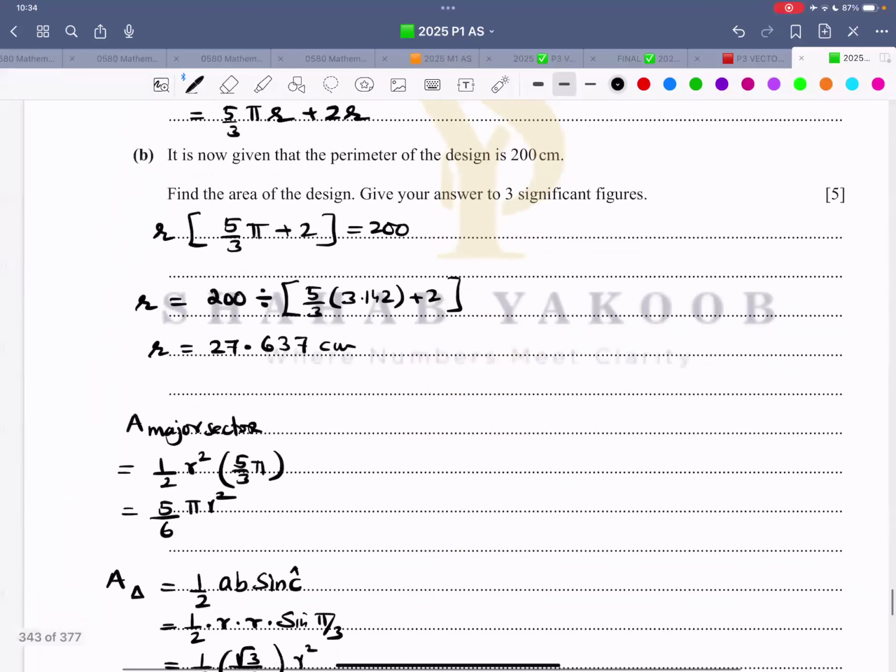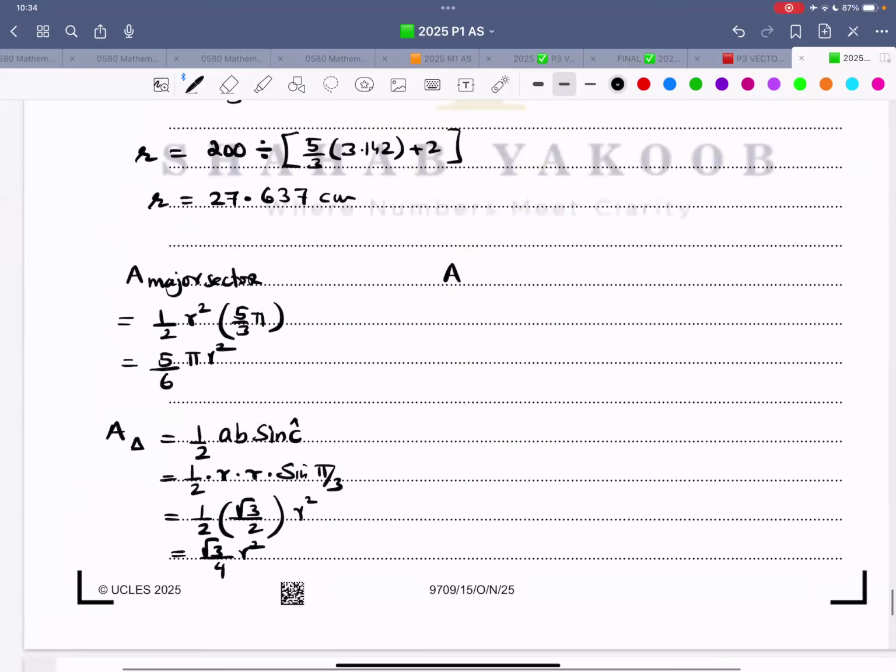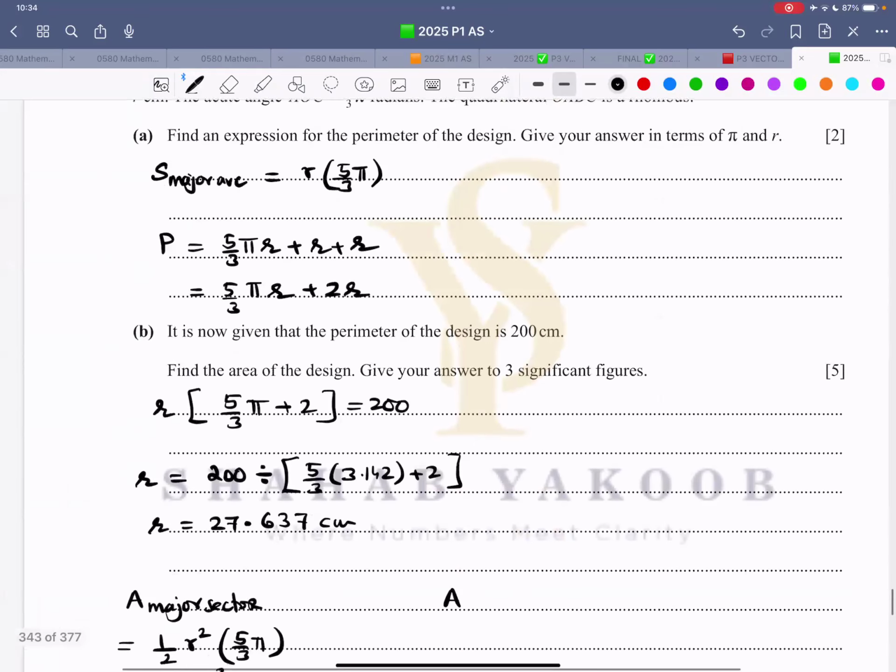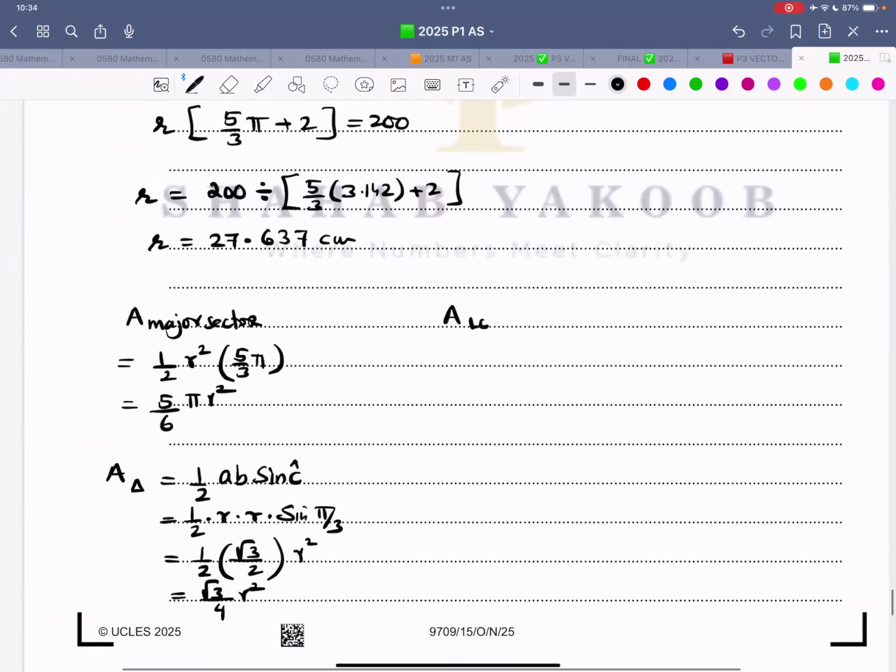So just add all of them. Therefore, the area of this logo design is 5 over 6 pi r square plus 2 into √3 over 4 r square.